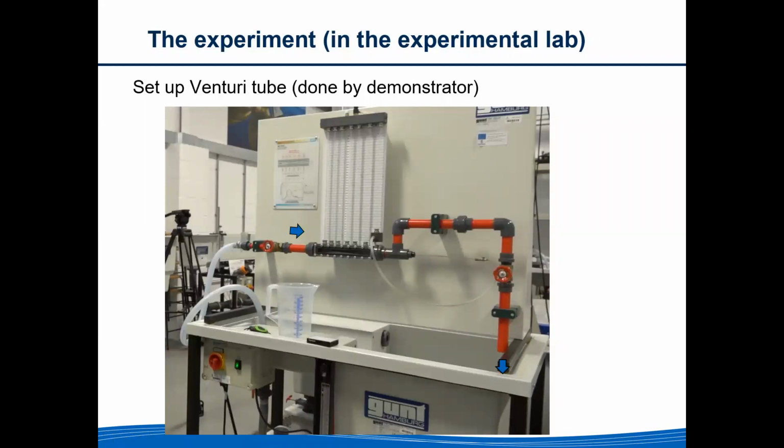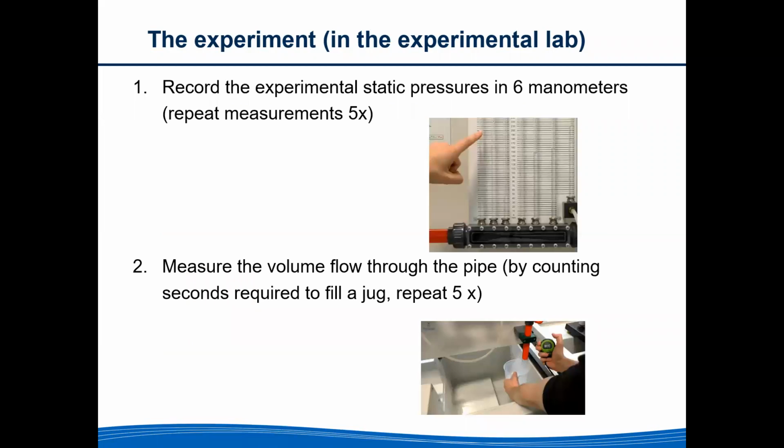So let's take a look at a little bit of the experiment. First, we set up the Venturi tube. That's done with the demonstrators. So you record the static pressure of the 6 manometers. You repeat the measurement 5 times. You want to repeat the experiment so that you know that you are reliable, because you don't have a measure if you only have one value. We will speak later on in these lectures about the importance of statistics.